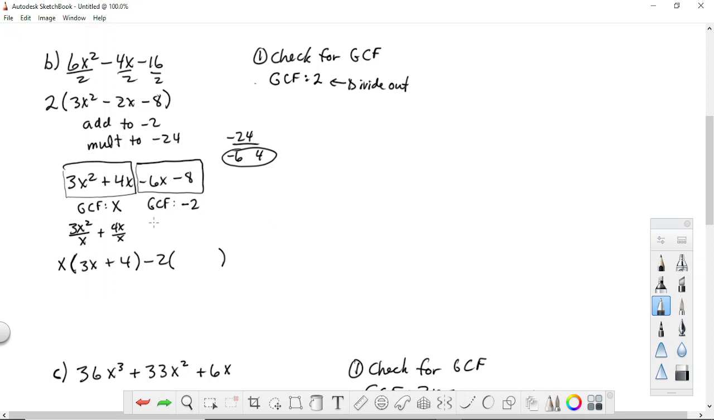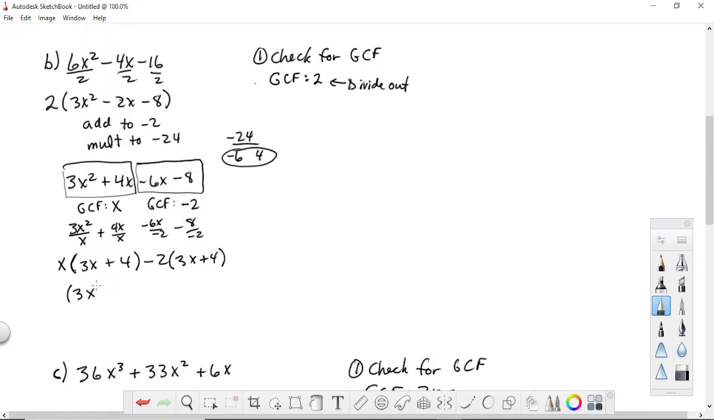Greatest common factor is negative 2. And so we take that negative 6x, divide that by the negative 2, negative 8 divided by negative 2, to see what goes in the parentheses. We get 3x plus 4. Negative 8 divided by negative 2 is 4. And this is great because we have the same thing in parentheses, just like we hoped. Looking good.